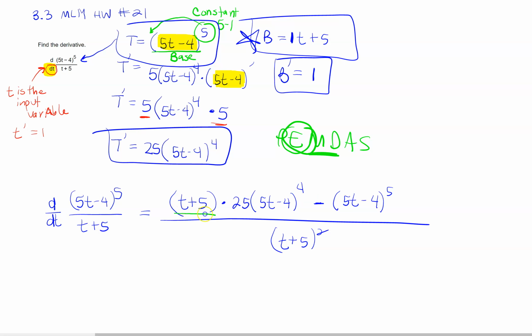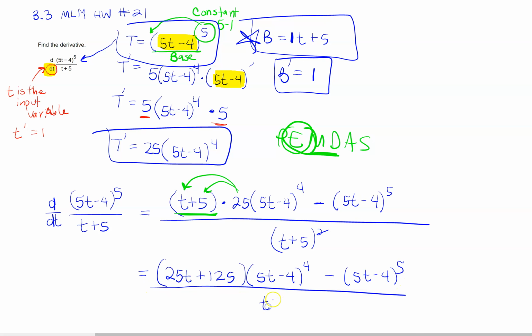But the t minus 5 has an understood exponent of 1, so I can distribute the 25 in there. Let's see what that looks like when we distribute that. So that would give me 25t plus 125, and I'm keeping that in parentheses because it's a binomial. Then I'm going to rewrite my binomial to the 4th power minus my binomial to the 5th power, and all of that is over my bottom squared.